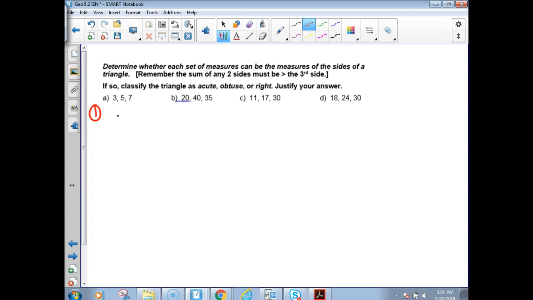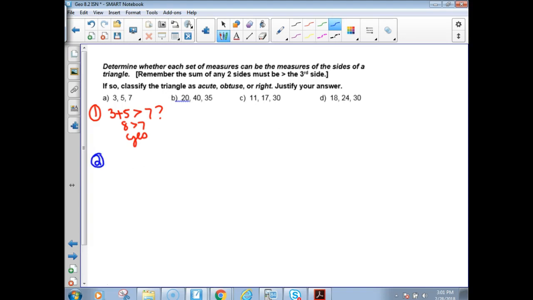So I take the smaller two numbers, 3 plus 5, and I say, is that greater than 7? That's the question you're asking yourself. The answer to that is yes, 8 is bigger than 7. So that means you continue on because you do have a triangle possible with those numbers.